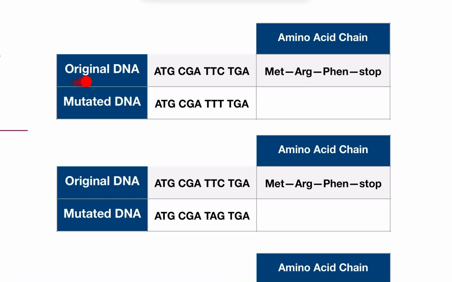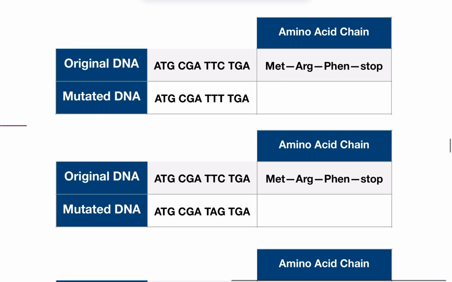So here we go. We've got our original strand, then we have the mutated. So we have ATG, ATG, CGA, CGA, TTC, TTT. So you have to spot the mutation. It's that right there. And then we have TGA, TGA. So here's the original amino acid chain. The only one that's really been changed here is the third amino acid. So it's this one right there. So the rest of this, we can go like this. That's going to be methionine. That's going to be arginine.